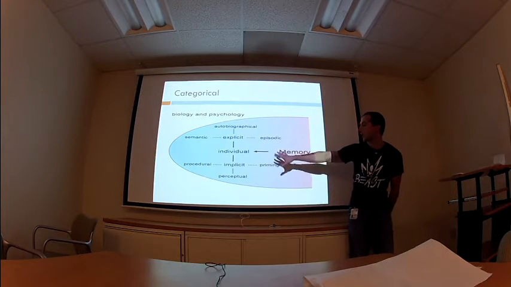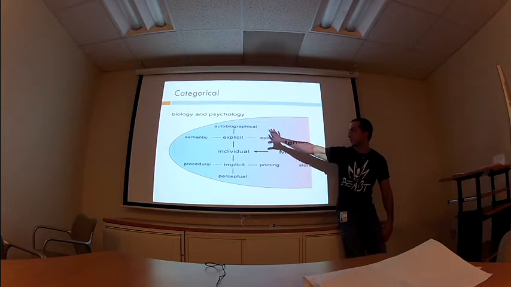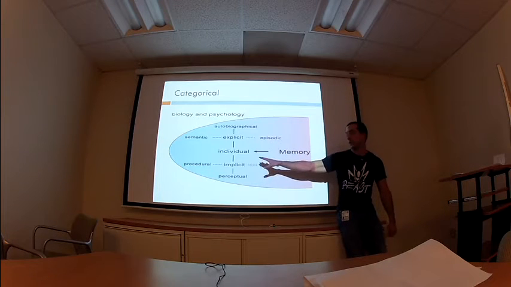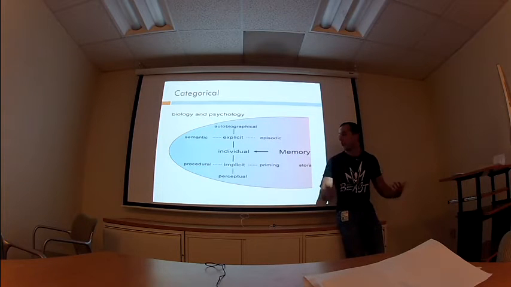The big differentiation between explicit and implicit is whether it's conscious or not. So explicit information is information that is made conscious. Implicit information is information that is unconscious. And so procedural would be your standard riding a bike or juggling or something like that.